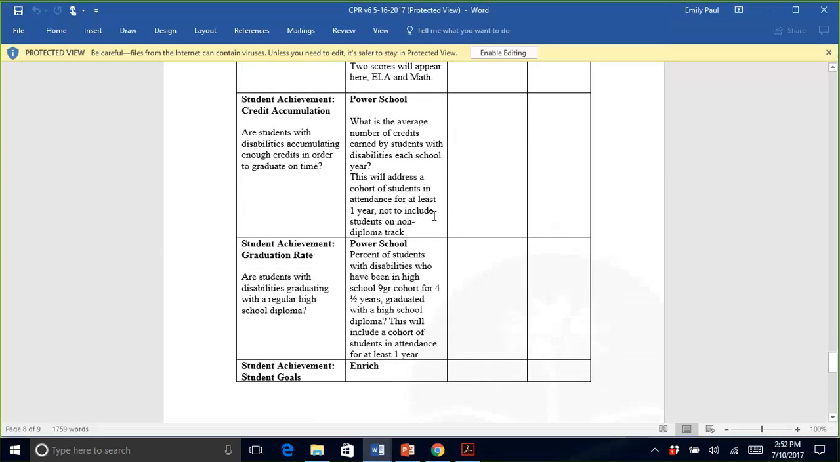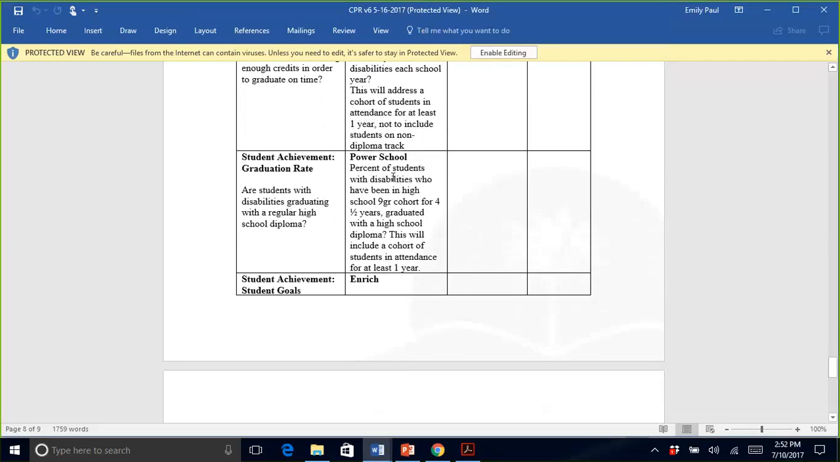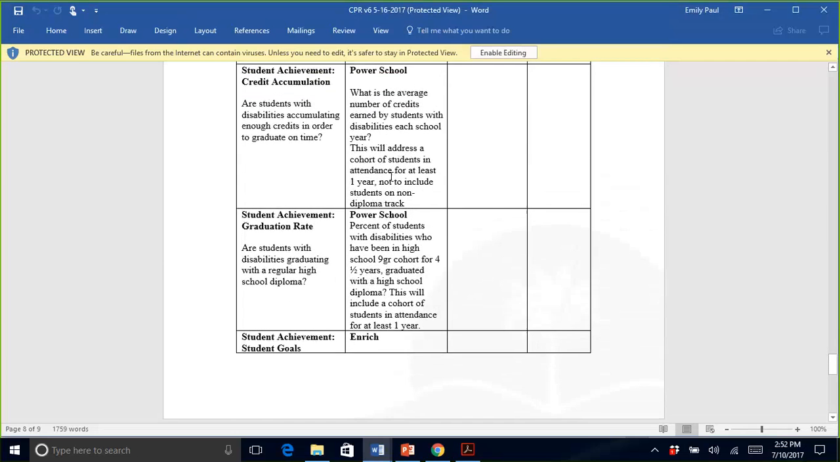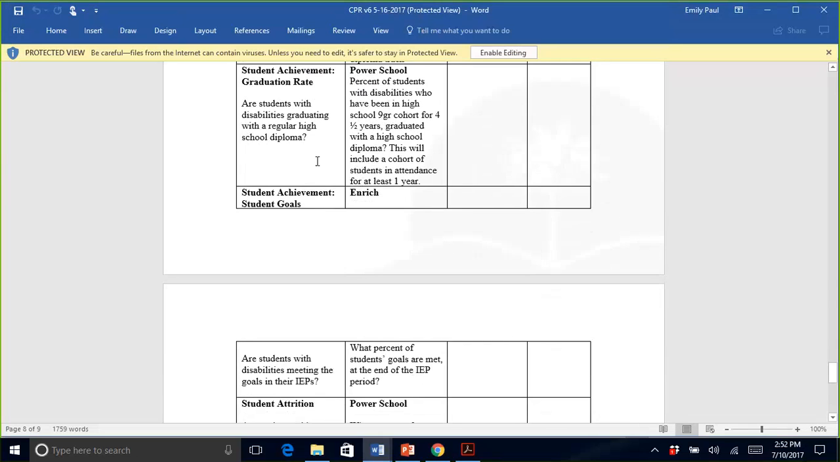We're going to look at credit accumulation for the high schoolers, so that's also going to come from PowerSchool. Are the students with disabilities accumulating enough credits in order to graduate on time? If there are any people with high schoolers in here, this is going to be for students in attendance for at least 1 year, not to include students on a non-diploma track, so that's not going to count against you. Also, if you have a student move in spring, we're not going to look at that student because that would not be there to hold you accountable for that.